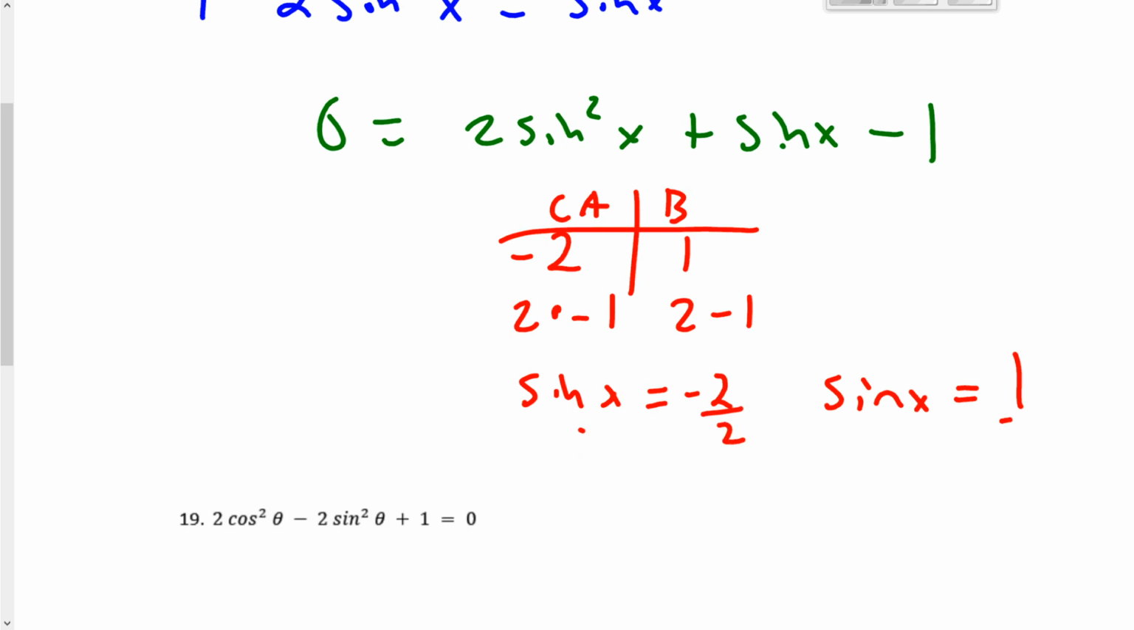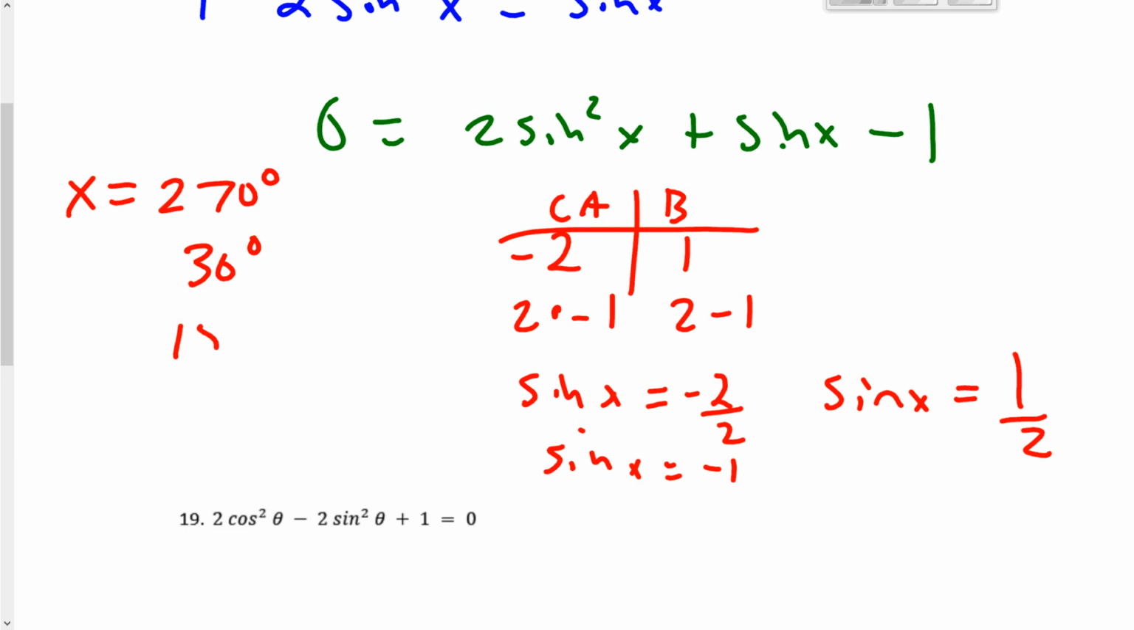So where is sine of x equal to negative 1? So that would be at 270 degrees. And where is sine 1/2? A positive, so that means we're in the first and second. And so that is at 30 degrees, and at the other side, so at 150. So at those three. Okay, so those are our answers for that one.